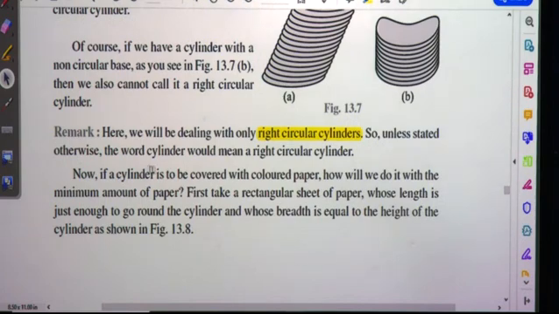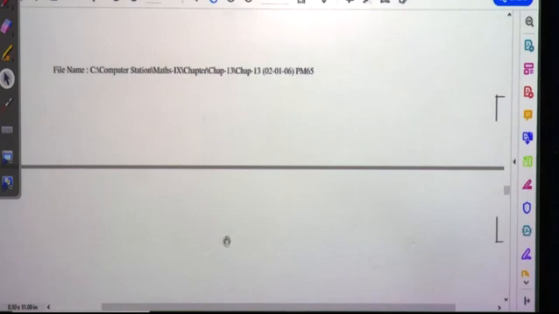Now, if a cylinder is to be covered with colored paper, how will we do it with the minimum amount of paper? First, take a rectangular sheet of paper whose length is just enough to go around the cylinder and whose breadth is equal to the height of the cylinder, as shown in figure 13.8. Here it is.